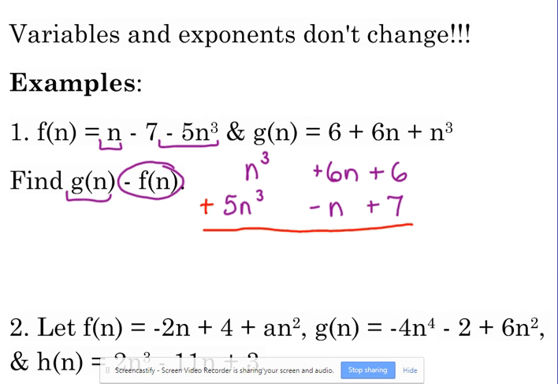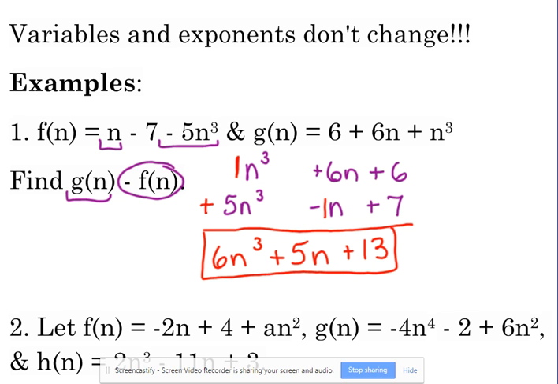So I changed the sign, so now I'm adding, so all I do is combine the coefficients. N cubed plus 5n cubed, that's 1 plus 5, that's 6n cubed. Don't have an n squared, so I just skip it. 6 plus negative 1 is positive 5n. And 6 plus 7 is 13. And that's it. Okay, now, a lot of you probably don't need to necessarily put it in this order and change the signs and all that stuff, but it can't hurt. It's kind of good practice to keep everything straight and make sure you don't miss anything.